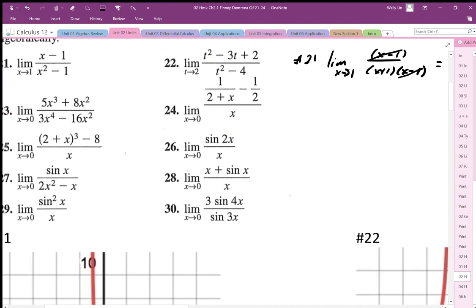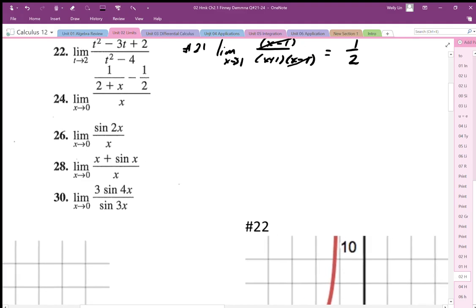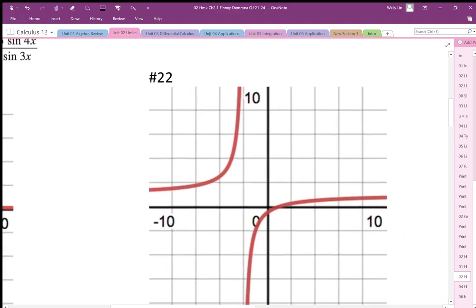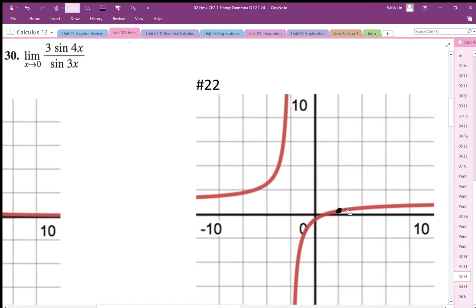We can do example 22 the same way. Example 22, we're looking at the limit as t approaches 2. So as t approaches 2, we're looking at some value right about there. Again, it looks like maybe it's about 1/4 or 1/2, somewhere in there. Okay. That's going to be that.